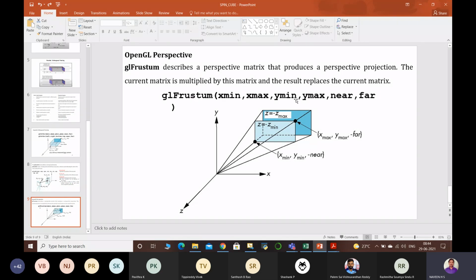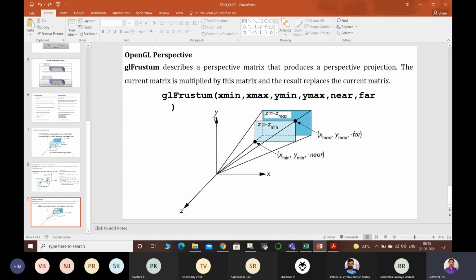So the function will be like this. A few values we have passed, 6 parameters for this function. First are x minimum and x maximum, y minimum and y maximum, and near and far. This near and far we have seen. In case of perspective view or parallel view, we have the concept of near and far.